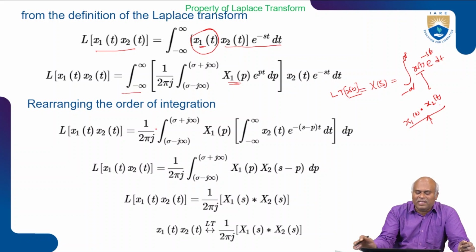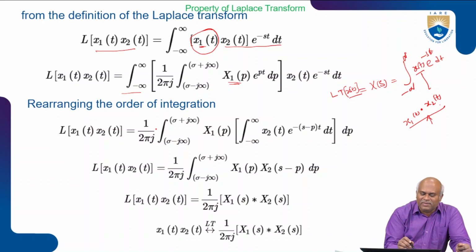Then rearrange the order of integration. This integration I put for the inside and this integration I take for the outside. This integration came here, this will go inside. At the same time, this is x1 of t, there is no action here. I take it out for the x1 of p also and outside.